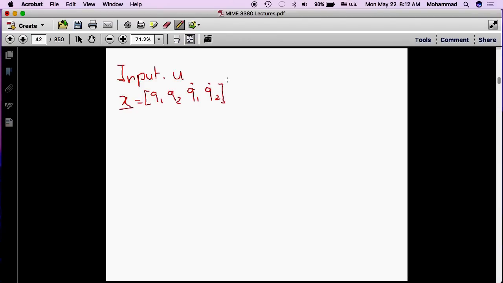To identify that it's a column vector, I'm going to put a little t next to the bracket to say that in reality what I mean is this kind of vector. So it's Q1, Q2, Q1 dot, and Q2 dot. That's the meaning of that little t. That's the transpose of the row vector, which gives you a column vector. So we have four state variables.